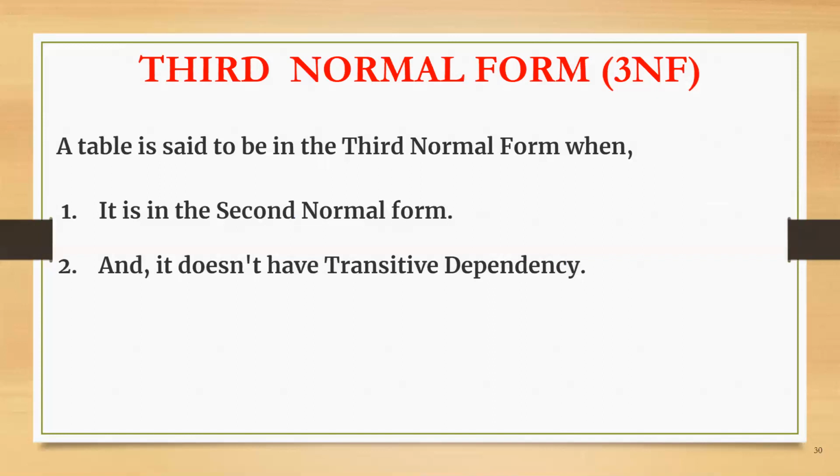Next, we are moving to the third step, that is your third normal form, or 3NF. So for a table to be in 3NF, it needs to satisfy two conditions. First, it should be in the second normal form, and second, it should not have transitive dependency. So whatever is an output of second normal form becomes the input for the third normal form. And the second condition says it should not have transitive dependency.